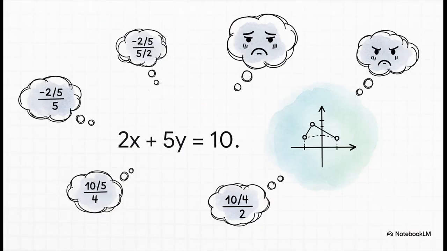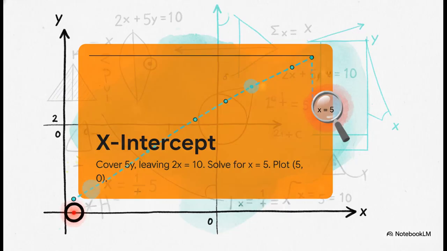2x plus 5y equals 10. Now, when you look at this, you might get a little worried. You might think about getting fractions if you tried to solve for y. But with the intercept method, let's just see what happened. For the x-intercept, just cover up the 5y. We have 2x equals 10. So simple, x equals 5.